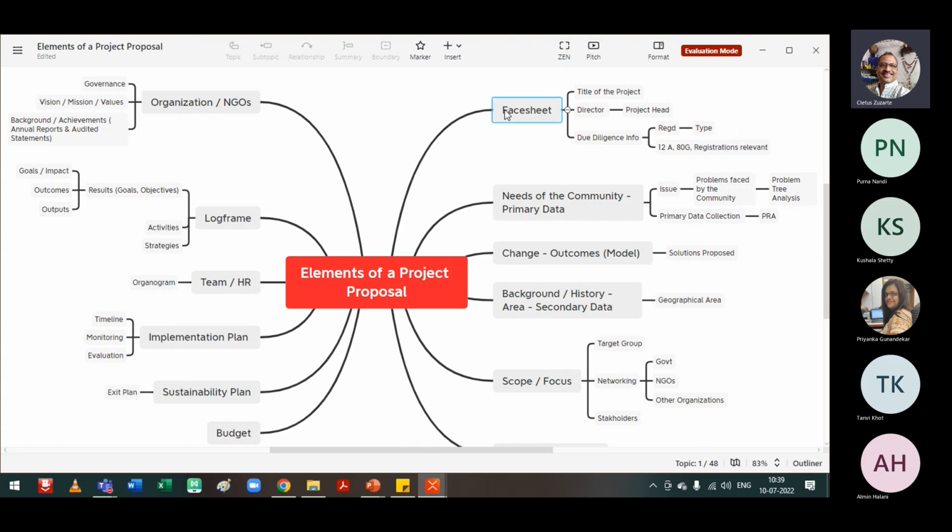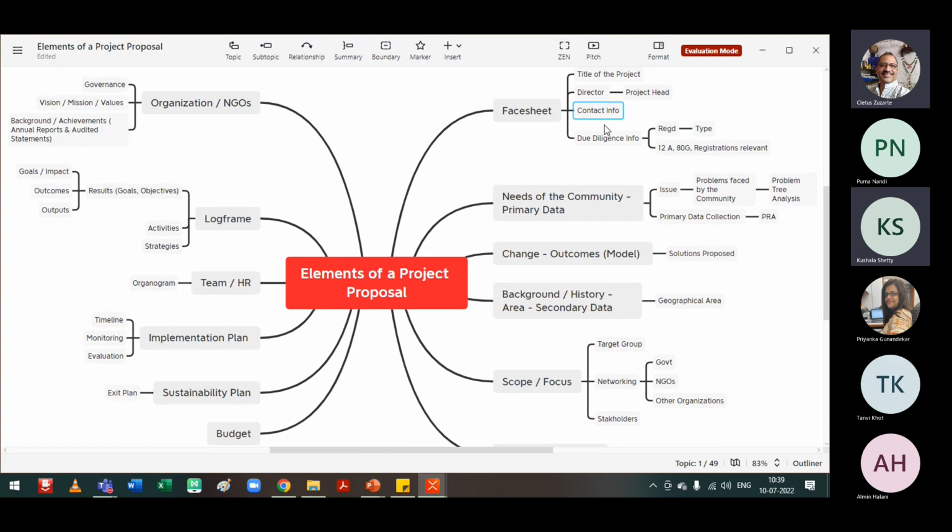That is called contact information. So what contact information will you give about your organization? Don't forget to put these things. Usually most funding agencies have a kind of format, but I'm telling you this in case they don't have it.